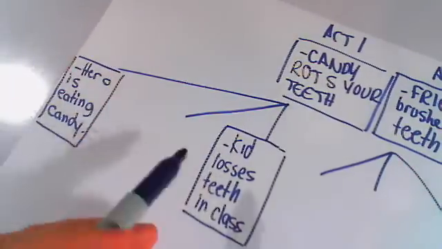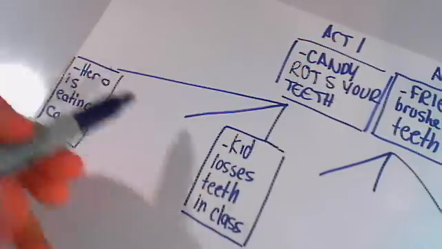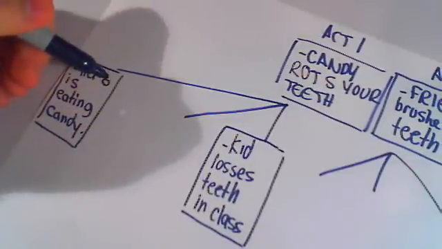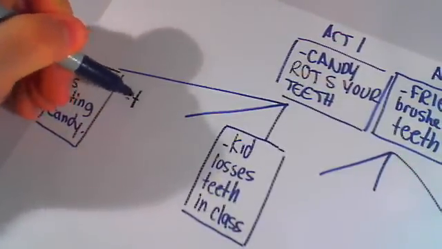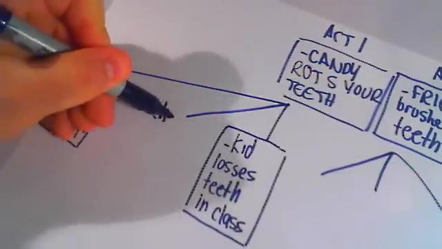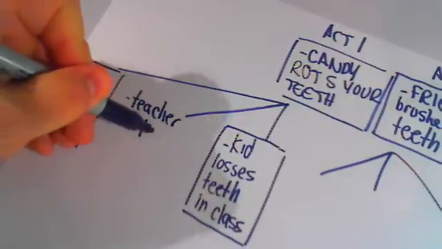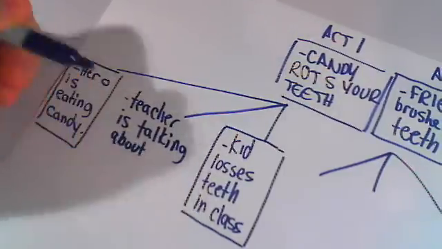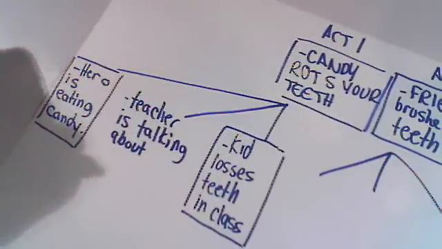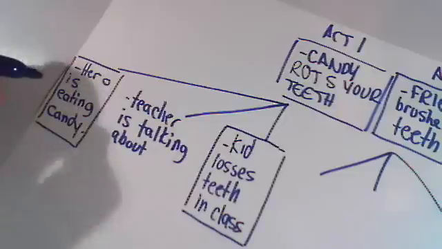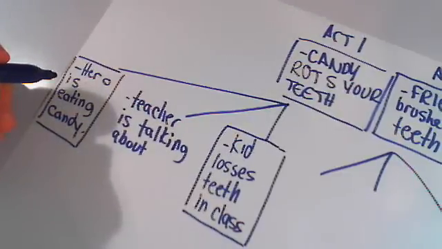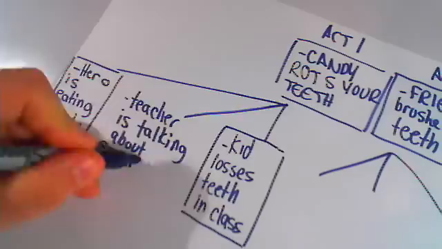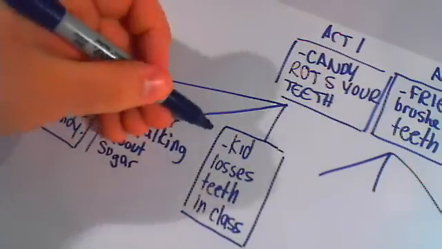And then something has to happen in between, from the hero eating candy to kid loses teeth in class. Okay, so what's going to happen? Teacher is talking about brushing your teeth. I don't know about that. Teacher is talking about sugar. We'll say sugar. That way we can still relate it to everything that's going on, but still things happen.